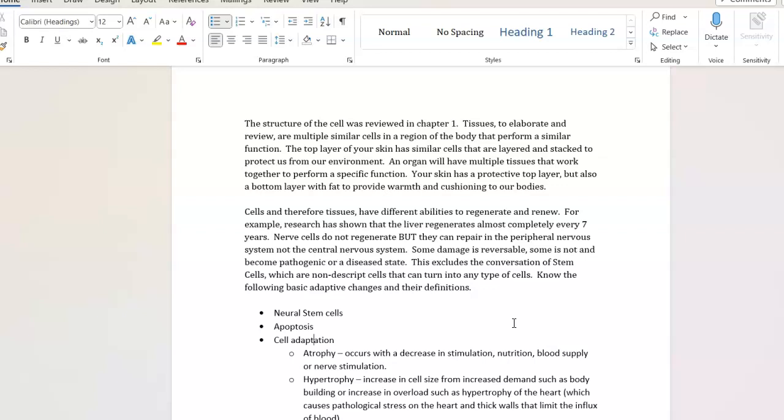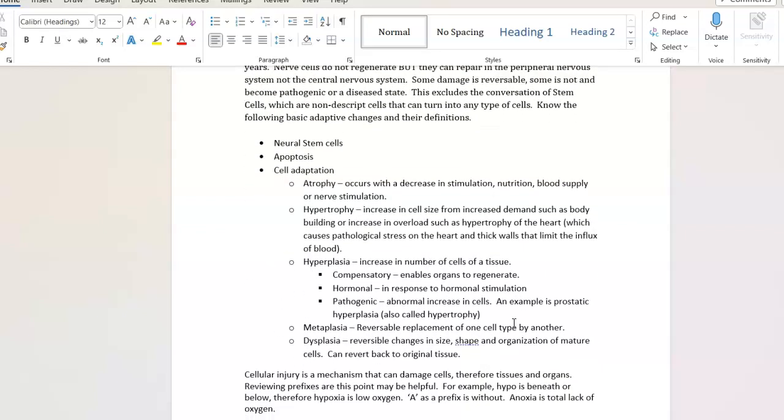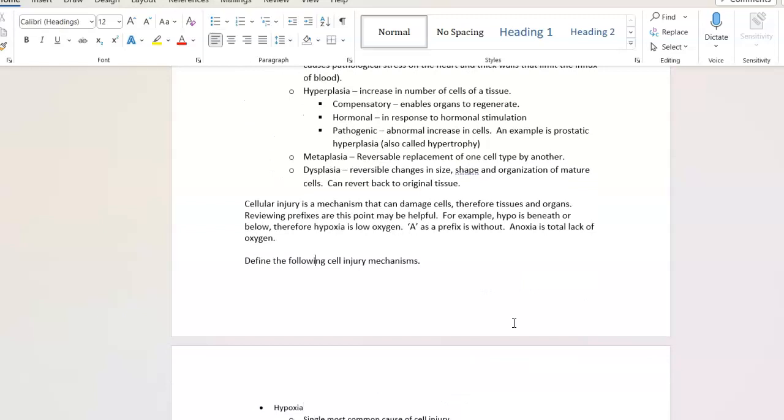We also have multiple ways that cells adapt. I'm not going to sit and read through these. I'm going to let you kind of read through them and review them. I've given you a bunch of tips and ideas because some of them are tricky. I'll tell you the most tricky one is metaplasia and dysplasia. Metaplasia is reversible, so is dysplasia.